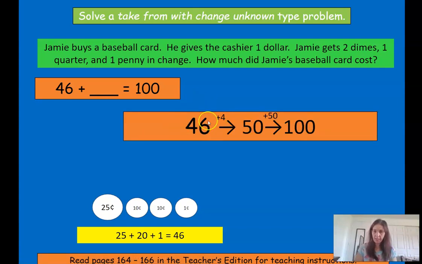So we're going to do the counting up strategy, 46, and then to get up to that next 10, 46 plus 4 gets us to 50. And then, of course, we've talked about this before, but 50 plus 50 equals 100. Then we have to count. 50 plus 4 gives us 54. So 54 cents is how much Jamie's baseball card cost.